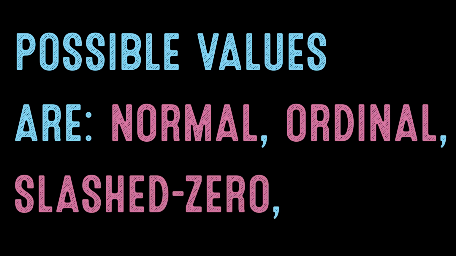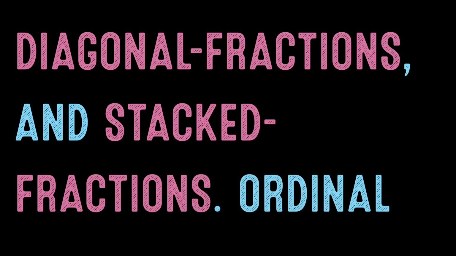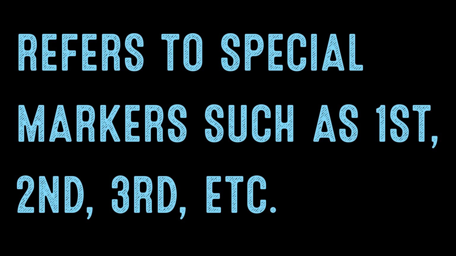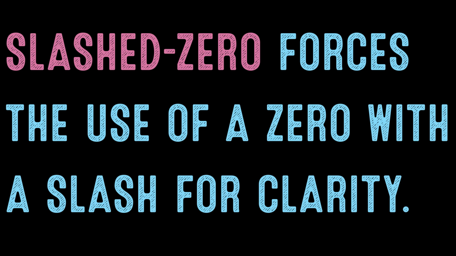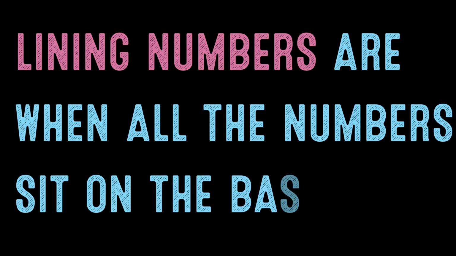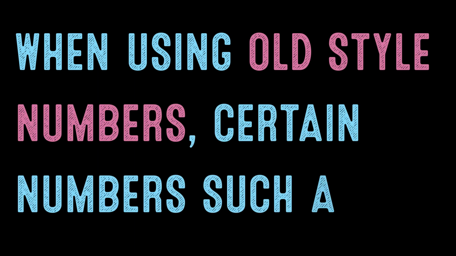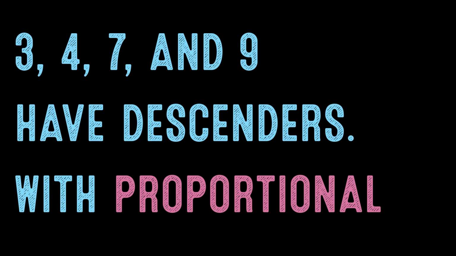Possible values are normal, ordinal, slash zero, lining nums, old style nums, proportional nums, tabular nums, diagonal fractions, and stacked fractions. Ordinal refers to special markers such as first, second, third, etc. Slash zero forces the use of a zero with a slash for clarity. Lining numbers are when all of the numbers sit on the baseline. When using old style numbers, certain numbers such as 3, 4, 7, and 9 have descenders.